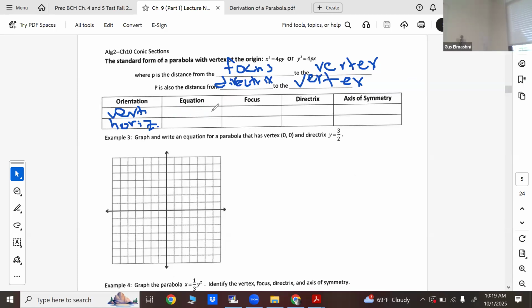I'm just going to the board. X squared equals 4py, or y squared equals 4px. The axis of symmetry is going to be the y-axis, so x equals 0. Here it's the x-axis, y equals 0. The directrix, if you think about it, will be y equals negative p, and the focus will be 0 comma p, and all the way around here, p comma 0, and x equals negative p. That's the generalization. Okay, what's your question?